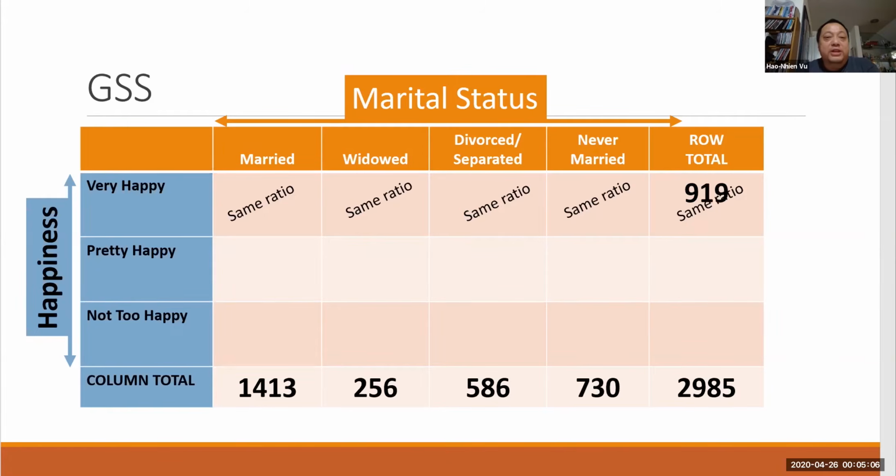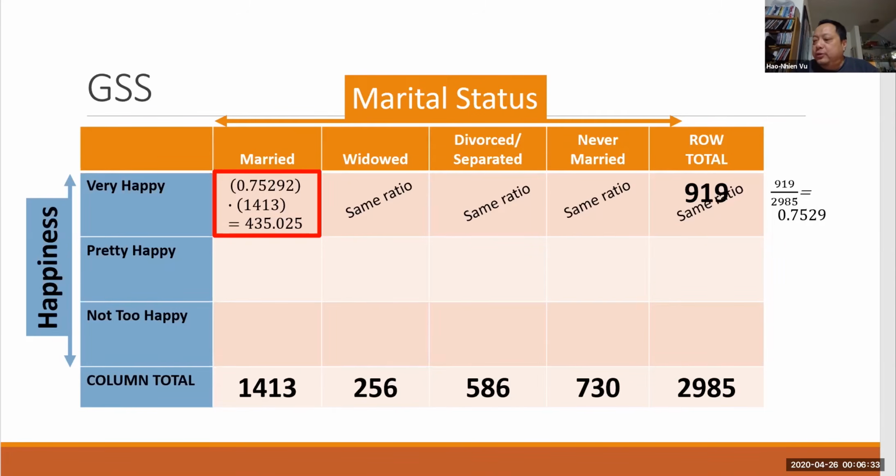So what's the ratio of very happy total? 919 people out of 2,985. So the ratio equals 0.75292. So if marital status does not affect happiness, we can compute the expected number of very happy and married people by taking the 0.75292 and applying it to the total of married people. 0.75292 times 1,413 equals 435.025. I'll keep the decimals because the expected number is like an average, so it has decimals and we keep the decimals. I'll put the ratio back in the table like that.